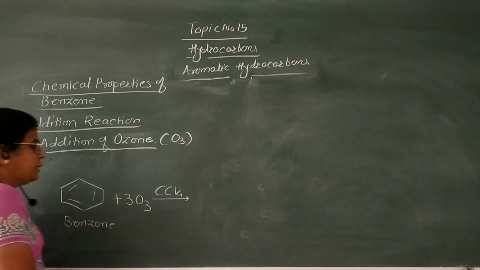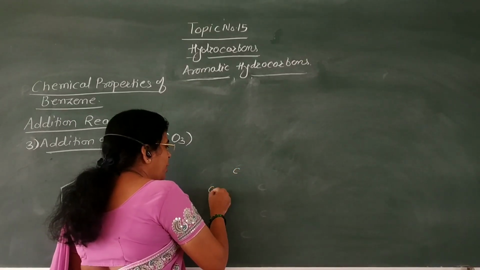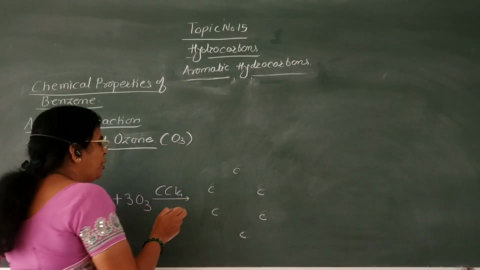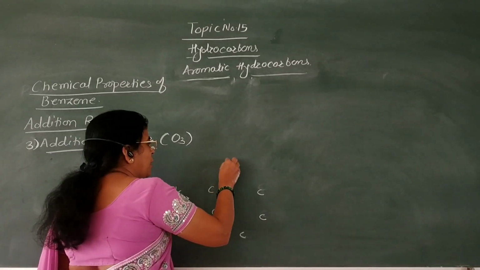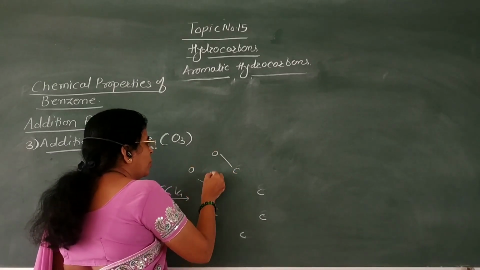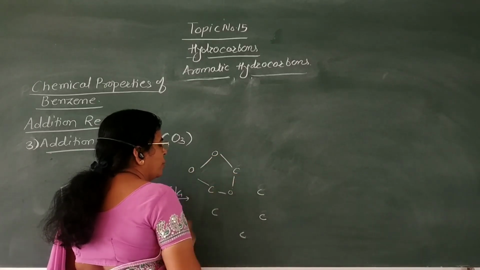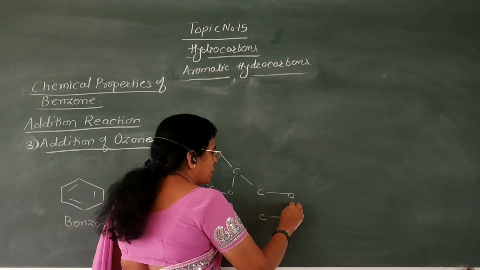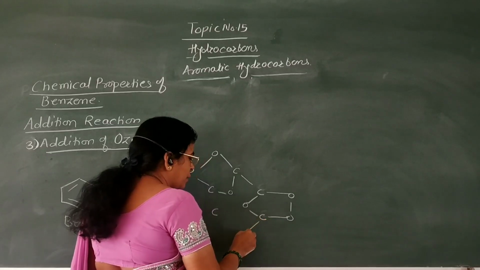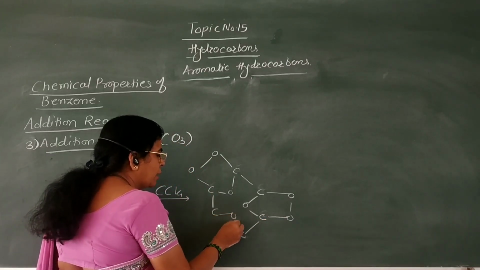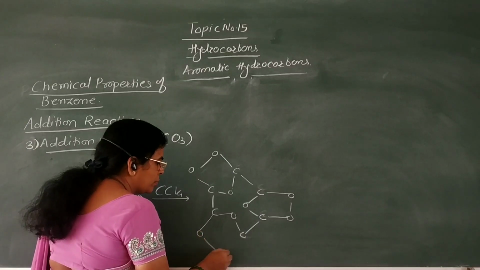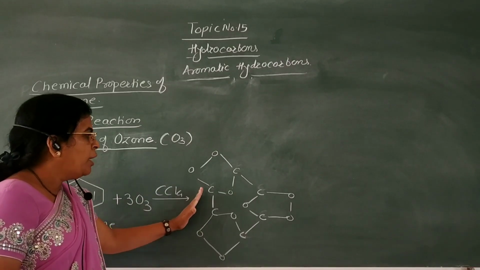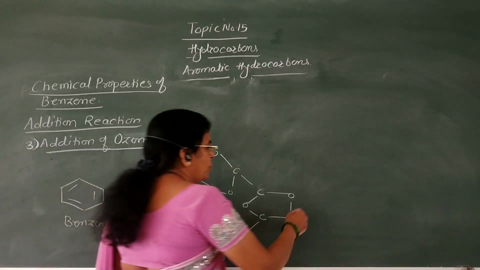Now here there are 6 carbon atoms, 1, 2, 3, 4, 5 and 6. Where there is a double bond, addition of O3 takes place like this. O, O, O, O. Then here there is a single bond. Again addition of ozone takes place. Then again. This is benzene triozonide. Benzene triozonide is formed.